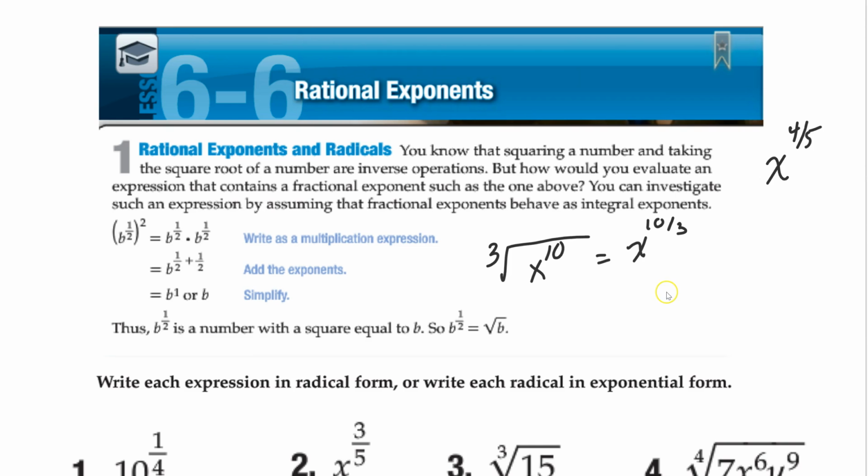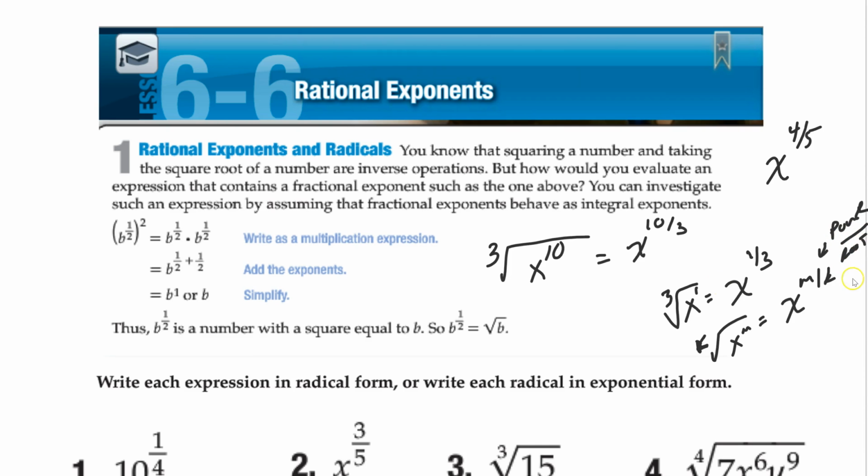If I give you something like a cube root of x, you can write that as x to the 1 over 3. In general, if you have a kth root of x to the m, you write it as x to the m over k. Power over root. That's the key. Power over root. So that's the whole idea. That's how we write it.